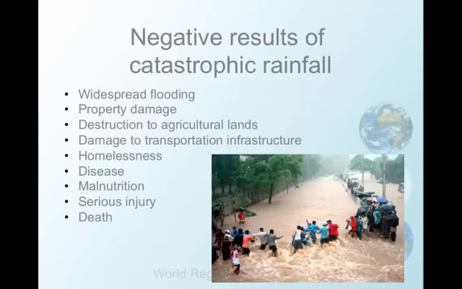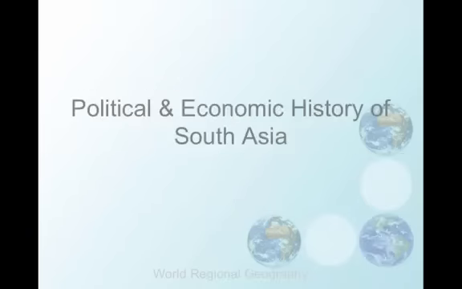Some of the negative results of catastrophic rainfall from the monsoon season include widespread flooding, property damage, homelessness, which then becomes a chronic issue, also the propagation of diseases and also malnutrition if large amounts of livestock and or agricultural goods are lost. And of course there are large numbers of deaths each year due to the monsoon rainfalls.